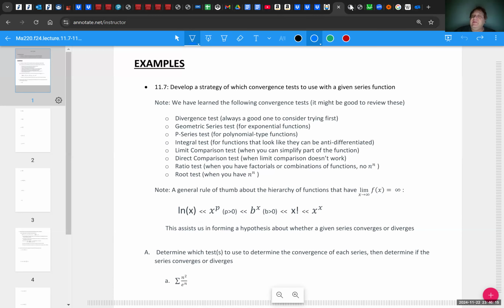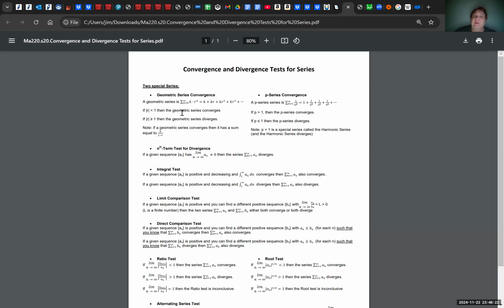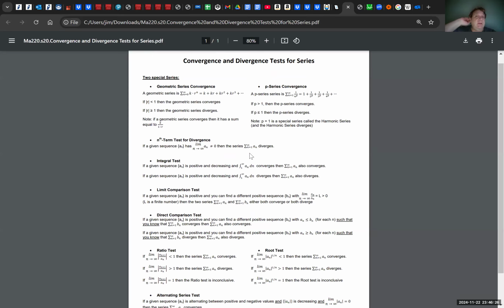I have put onto Canvas a summary of all of those convergence and divergence tests. So you can see all of them right here. And this might be handy to have available when you're doing series tests.